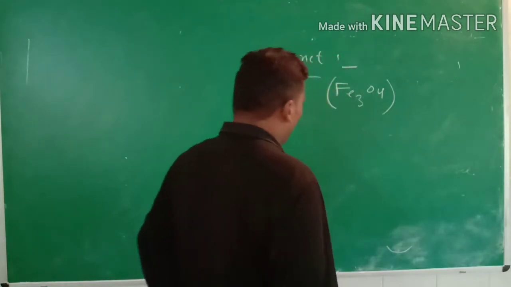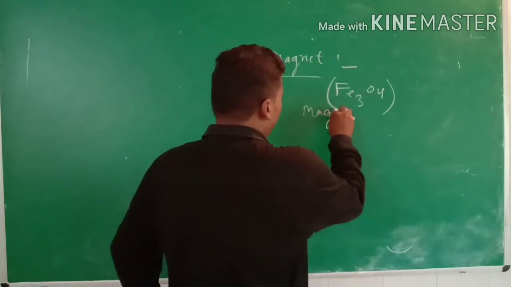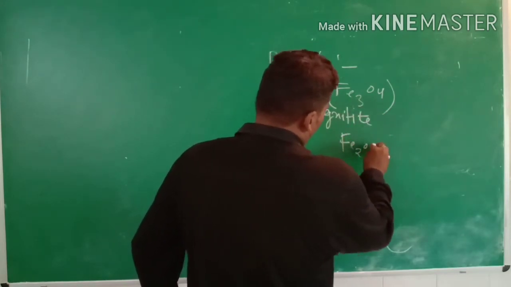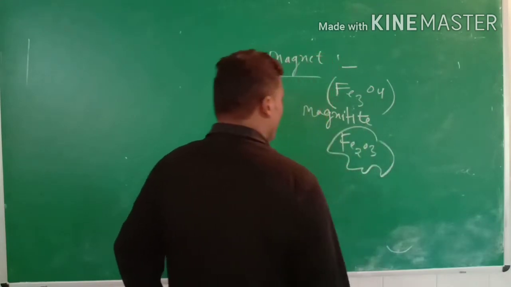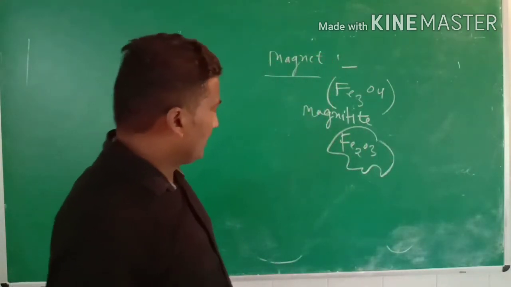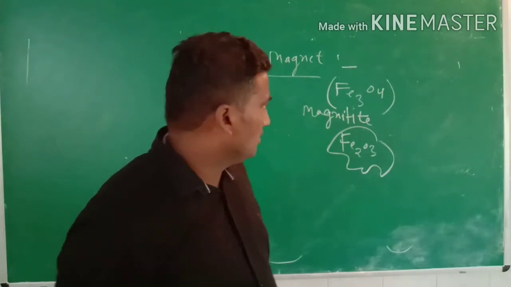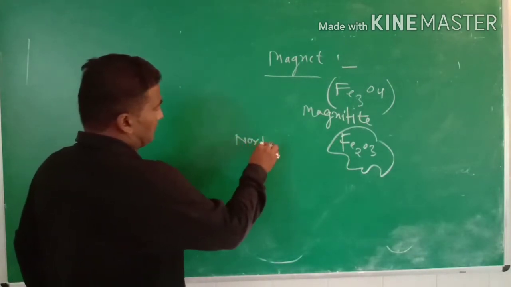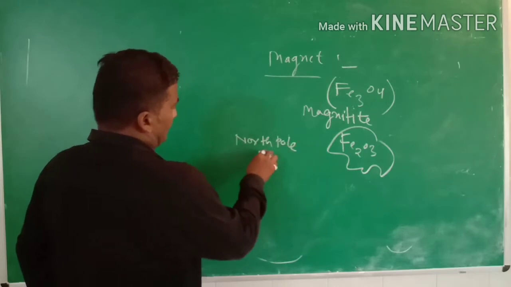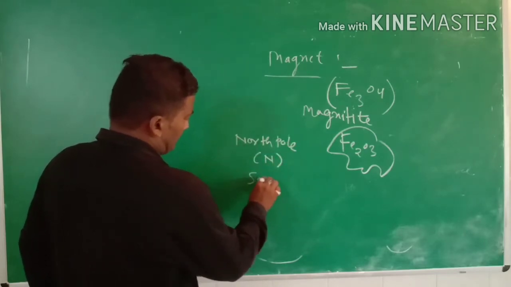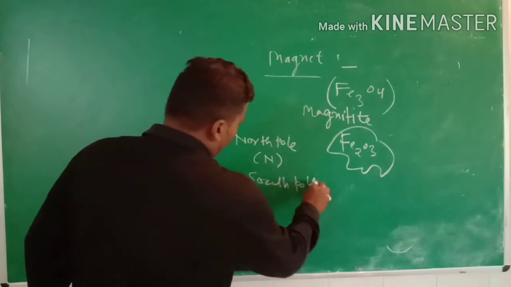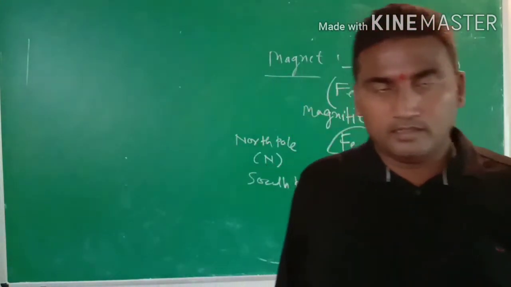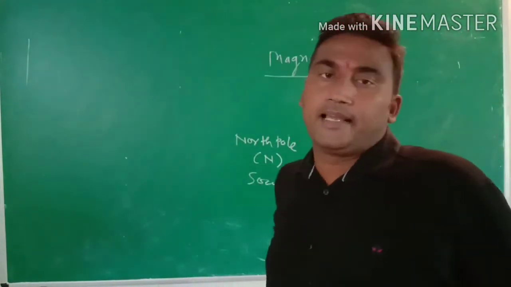A magnet has two ores: one is magnetite and another is hematite. Magnetite is the natural magnet, and it has two types of pole. One is the north pole, denoted by N. Another is the south pole, denoted by S. The north pole of a magnet shows the positive direction, and the south pole shows the negative direction of the magnet.